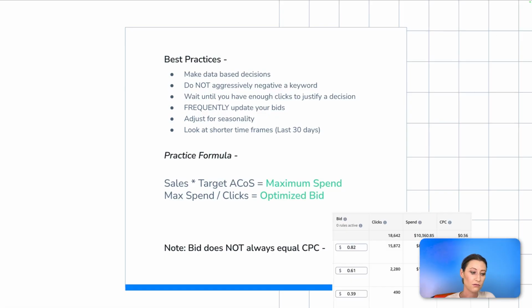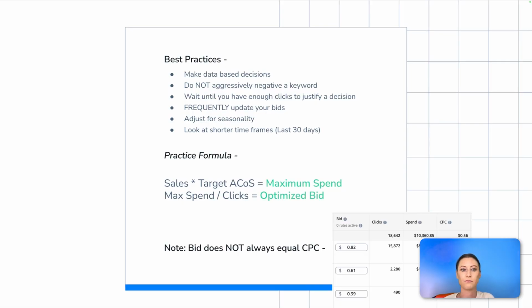Now, one thing to note, when it comes to setting your target ACoS, there's no perfect answer. A lot of people like to shoot for breaking even on their Amazon ads. Maybe they have a 30% margin, so they're going to shoot for a 30% ACoS. They're not making money on their ads. They know that by running ads, their organic rank is going to improve and they're going to make money from their organic sales. If you're launching a product, maybe you want a 100% ACoS.